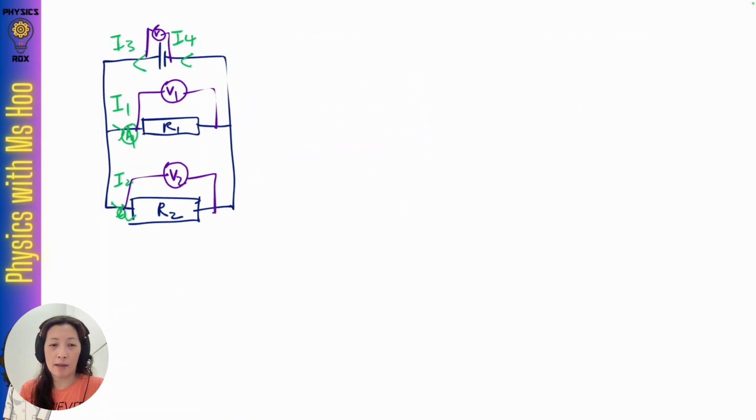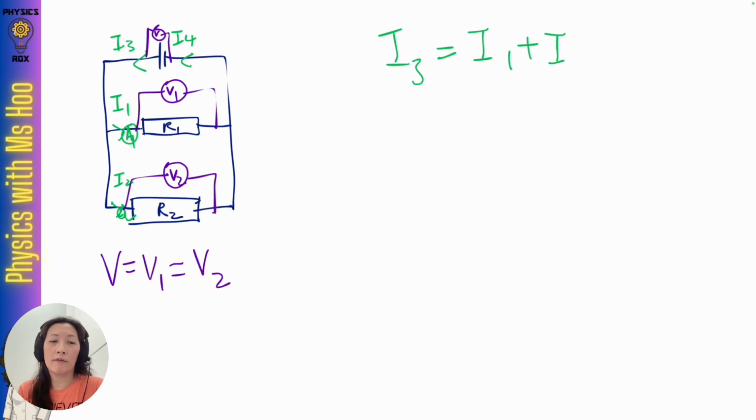Now we have already established that V equals V1 equals V2. We know that I3 is equal to I1 plus I2. For the sake of comparison, I'm just going to make this as I. Let's assume that I is a current that's flowing out and into the cell. From the equation V equals IR, we know that I is equal to V over R. So let's substitute that into the equation.